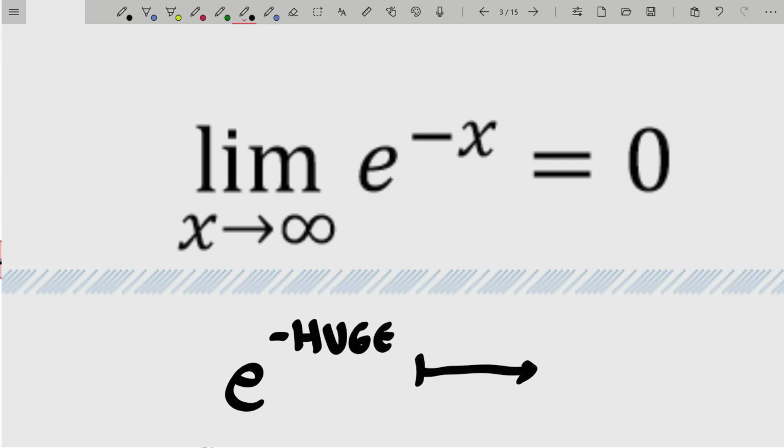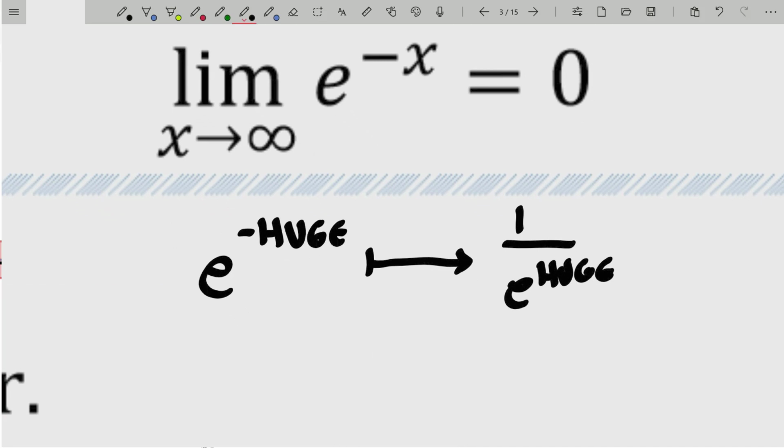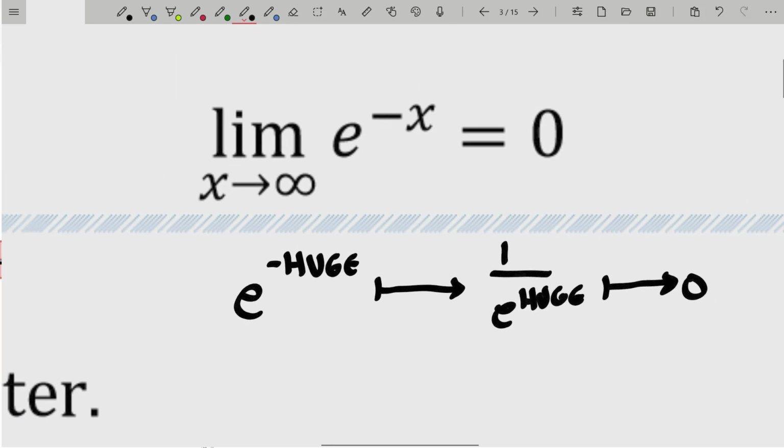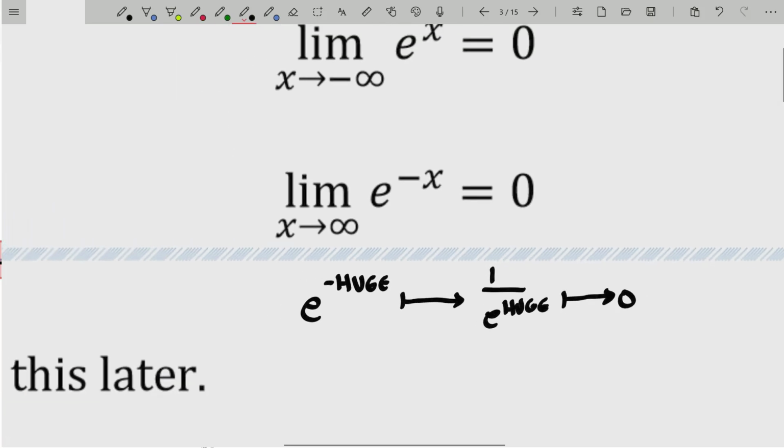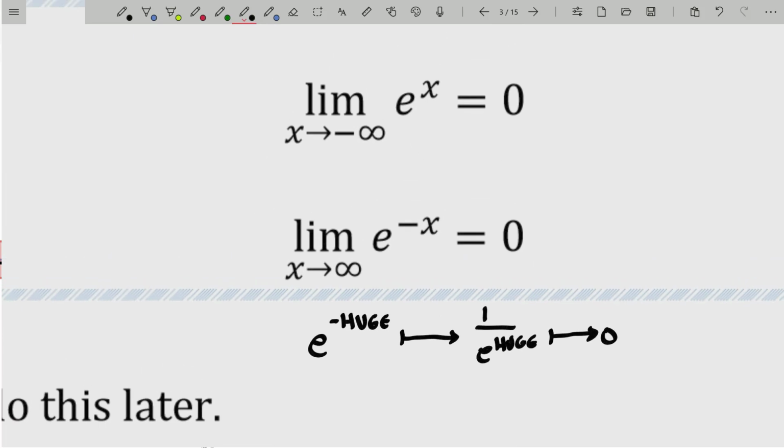And this will tend to 1 over e to the huge, because you can rip the negative off the exponent, little algebra, law of exponents. That's 1, or a finite number, over a massively huge number, which will tend to 0. That's not a proof, that's a justification. We will do a proof way later on, but still, or maybe I assign that to my students as homework. It's actually a very easy proof, but you'll see something like it in today's lecture, or in this video, I should say.